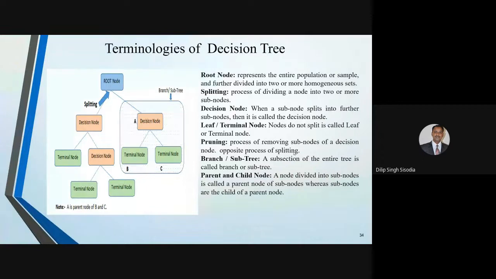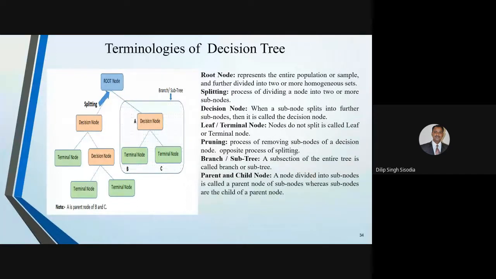So root node means it represents the entire population or sample, which is further divided into two or more homogeneous sets. Splitting is the process of dividing a node into two or more subnodes. Decision node: when a subnode splits into further subnodes, it is called a decision node. A node that does not split is called a leaf or terminal node.